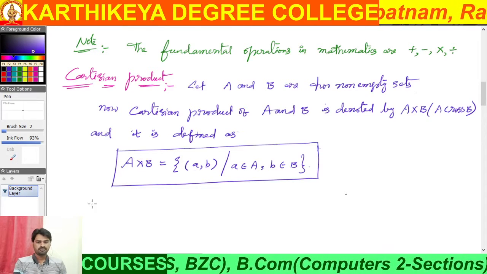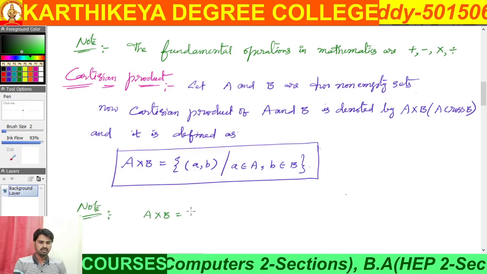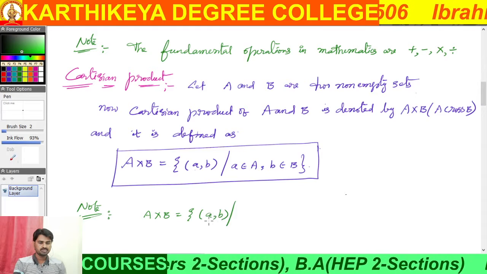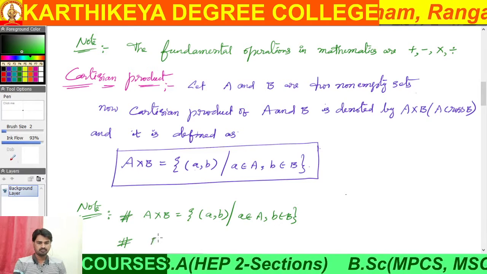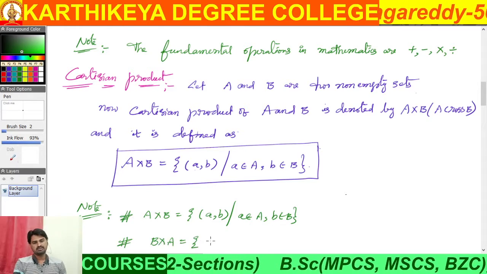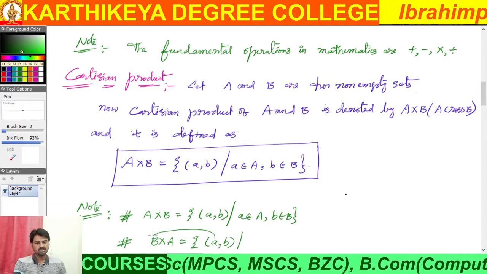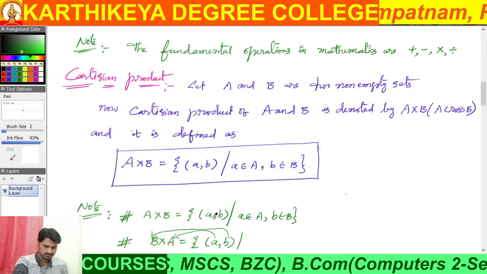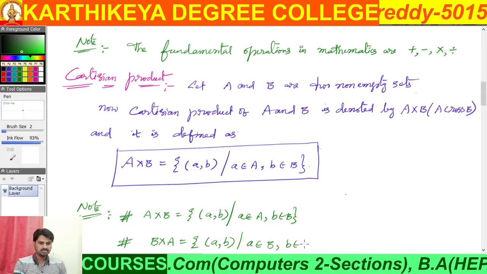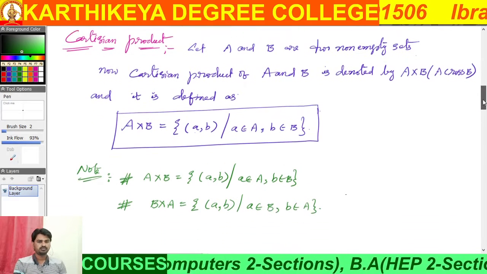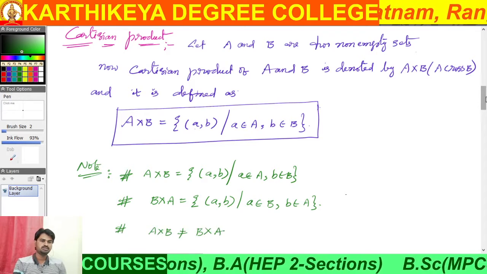Suppose here you want to take some note points. A cross B means the set of all elements (a, b) such that the first element a belongs to A and the second element b belongs to B. And the same applies to B cross A. This is also of the form (a, b), but the first element you have taken belongs to the first set, and the second element belongs to the second set. In the same way, the first set element is the first, and the second set element is the second. Students, this is the concept. Next, one more thing: A cross B is not equal to B cross A. This is the note point you have taken.